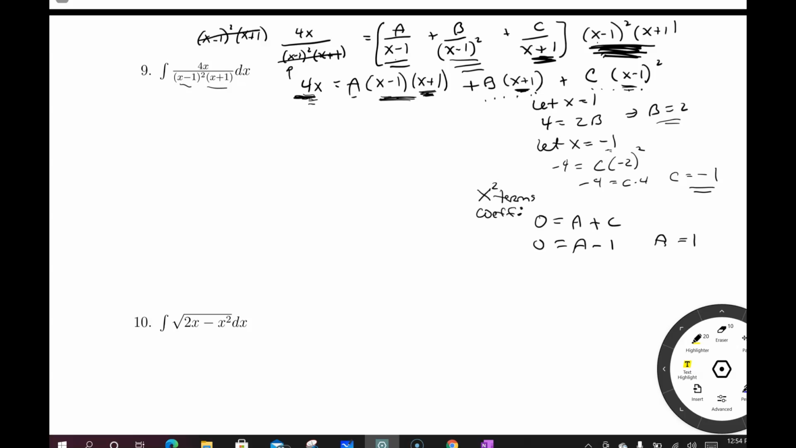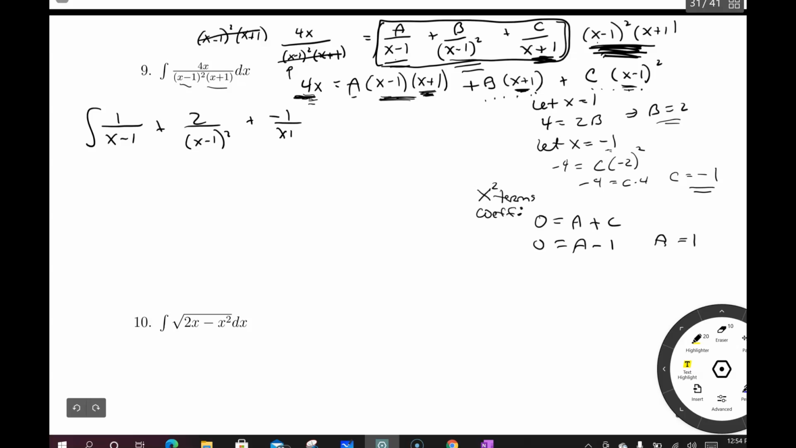All right, so now let's go plug it all in. So I'm plugging in A, I'm looking for this, right, to know where to plug it in. So I'm going to have the integral of A, which is 1, and then B, which is 2, and C, which is negative 1. Okay, so this is an easy ln. So I get ln of x minus 1.